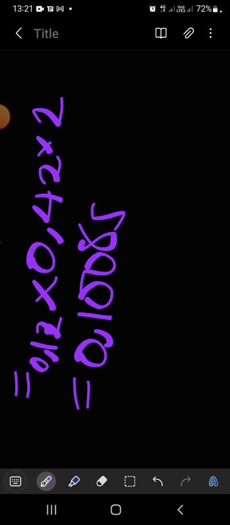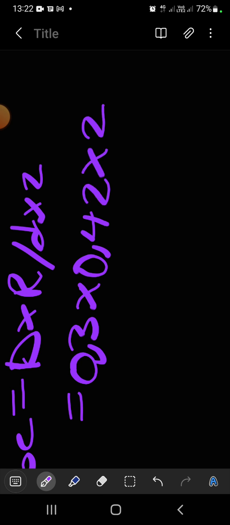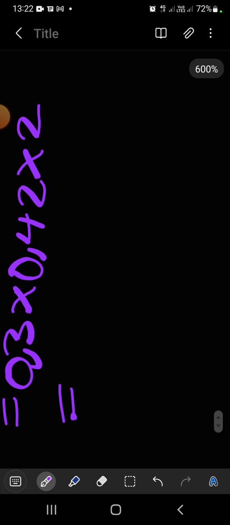So it gives us 0.1008 ohms, right? Resistance BC is equal to distance times R per distance times 2 again. Now our distance is 0.3 kilometers, so that's 0.3 times 0.42 times 2. The answer is 0.252 ohms.